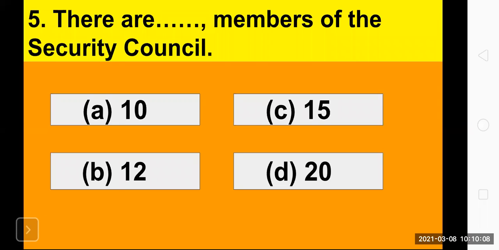So next question is: there are dash members of this Security Council. You have to learn how many members are present in the Security Council. That is 10, 12, 15, or 20.